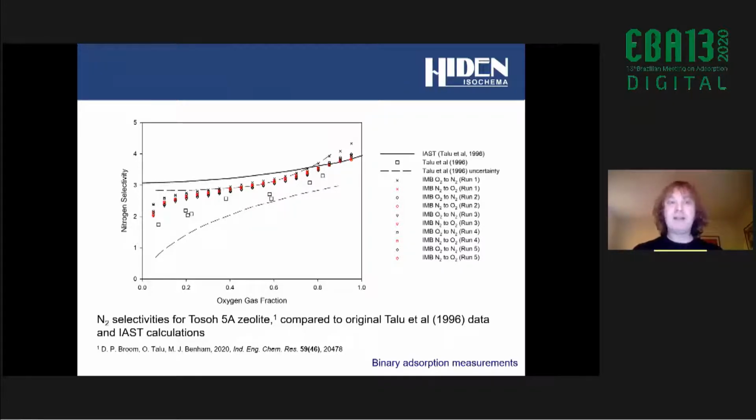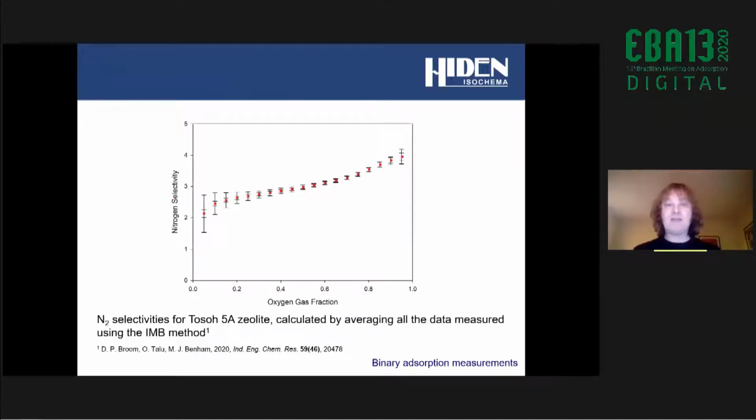And then finally, we have the average selectivities from all 10 runs, shown here with 2 different types of calculated uncertainties, where the uncertainties increase at either end of the composition range, as you would expect.